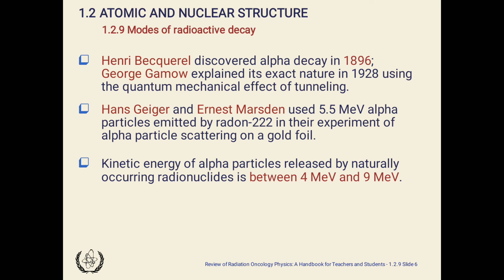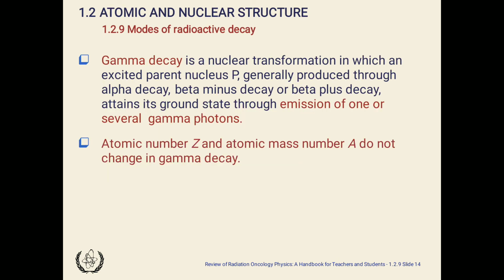Henri Becquerel discovered alpha decay in 1896. George Gamow explained its exact nature in 1928 using the quantum mechanical effect of tunneling. Hans Geiger and Ernest Marsden used 5.5 mega electron volt alpha particles emitted by radon 222 in their experiment of alpha particle scattering on a gold foil. The kinetic energy of alpha particles released by naturally occurring radionuclides is between 4 and 9 mega electron volts.